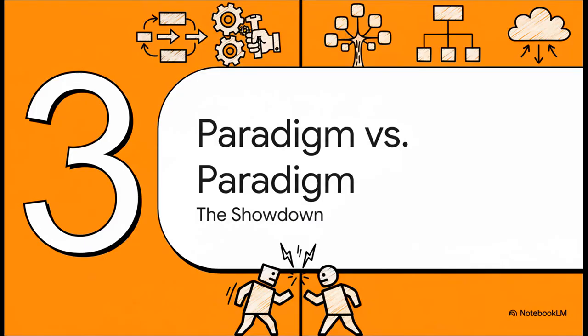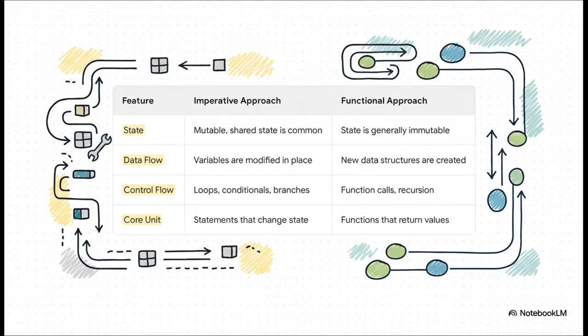Okay, so we've got these two very different philosophies bouncing around. To make the contrast super clear, let's put them side by side. It's time for the showdown. This table just crystallizes everything. Look at state. In the imperative world, it's mutable, it's shared, it's always changing. In the functional world, it's generally immutable.